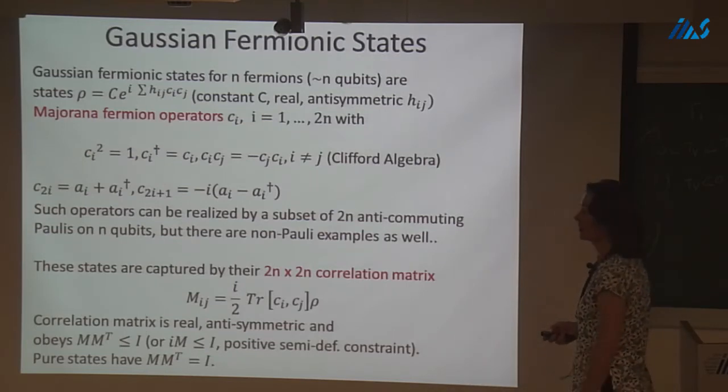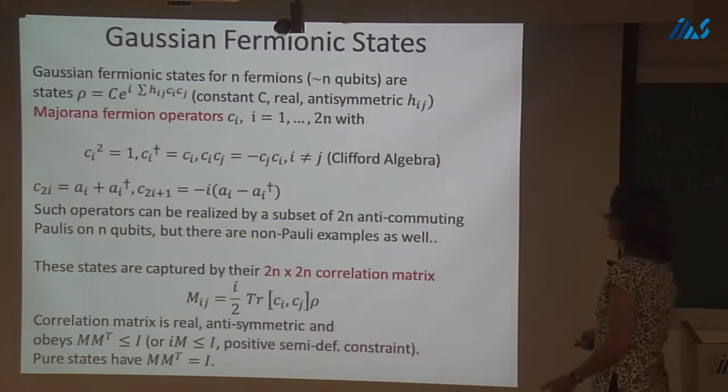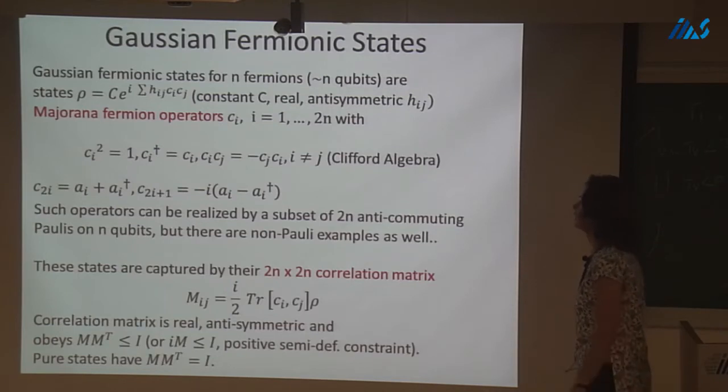How are these fermionic things? Because you can't apply commutation operators. Here are the creation and annihilation operators. For every mode, I take two linear combinations, a P and a Q, and I get Hermitian operators, and they are all mutually independent. So an example of such a bunch of operators is just a subset of 2n anti-commuting Paulis. First I can pick 2n mutually anti-commuting Paulis. That's a way of realizing it.